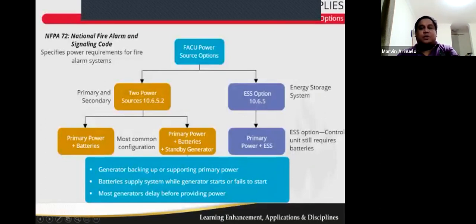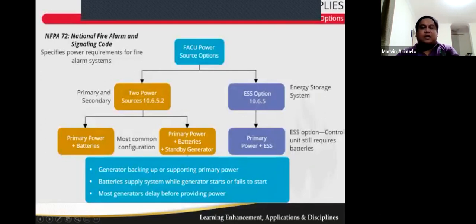The power source options: NFPA 72, the National Fire Alarm and Signaling Code, specifies the power requirements for the fire alarm system. A system must either have two sources of power, primary and secondary, or an energy storage system, or what we call ESS. That is an ESS option.